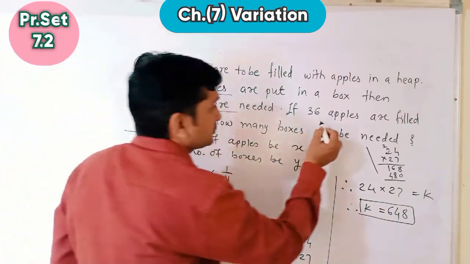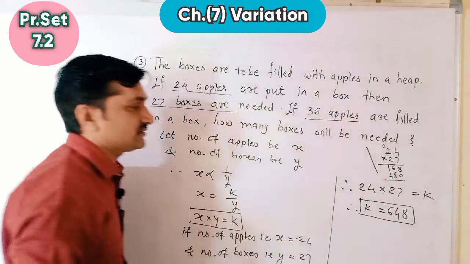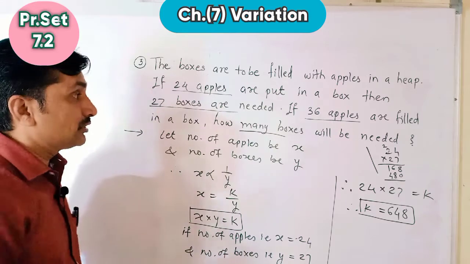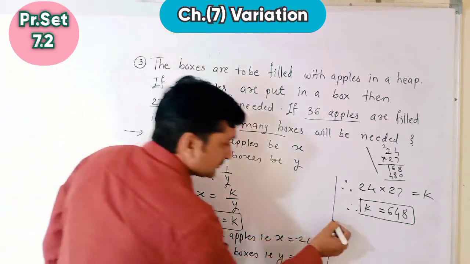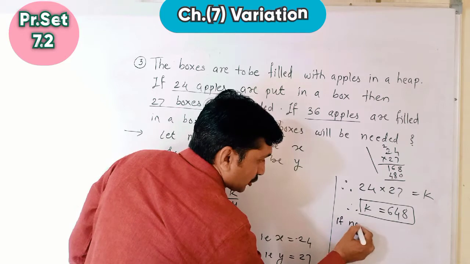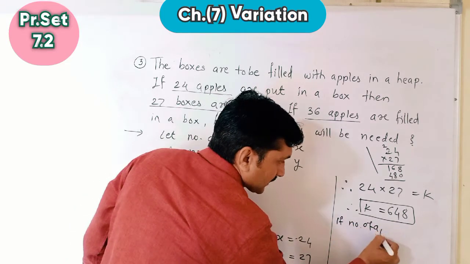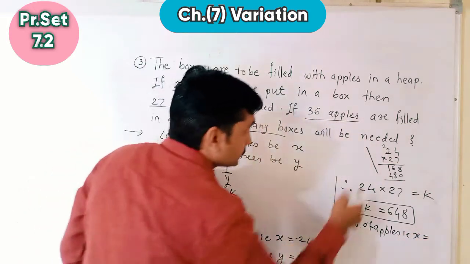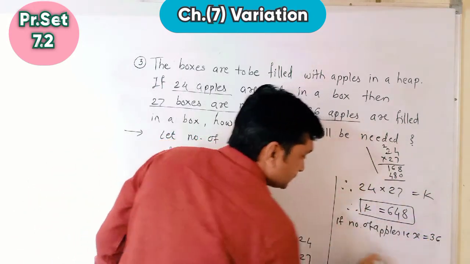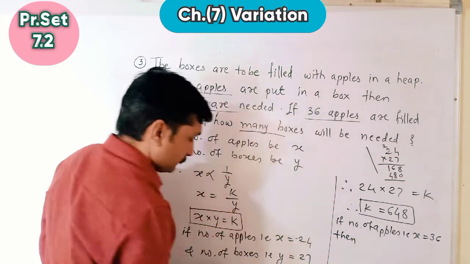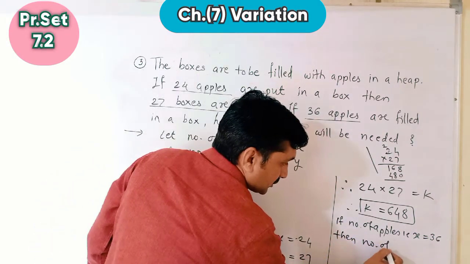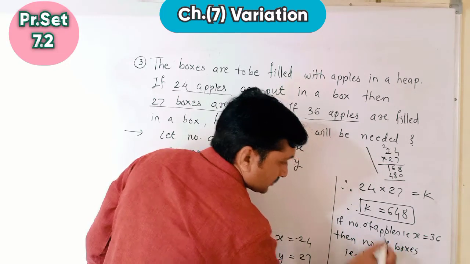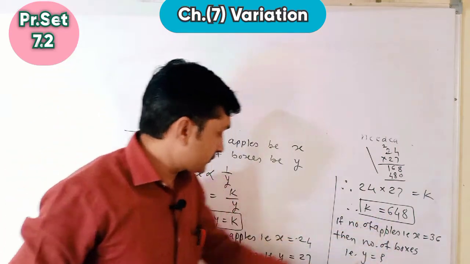Now in the second condition, if the number of apples is 36, then how many boxes will be needed? Okay, the number of apples means what here? X. Now if the number of apples, that is x, is equal to 36, then we have to find the number of boxes, that is y is equal to question mark. Now write down the equation again. The equation is here.